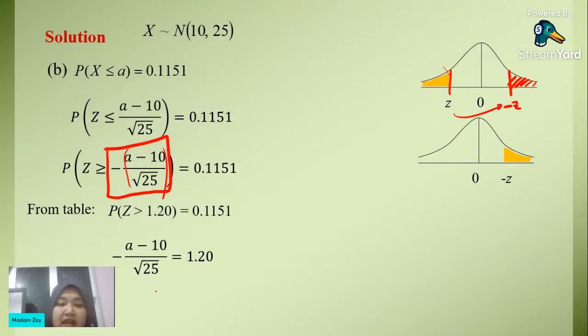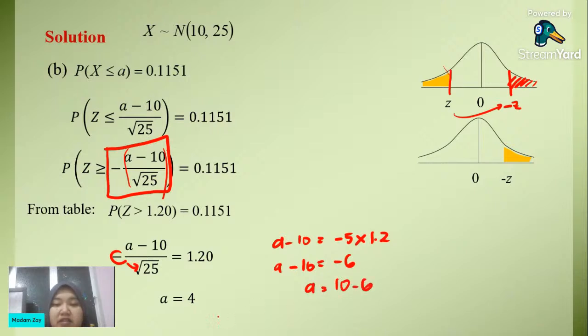1.20. So negative, we can bring it together with this square root of 25, so it will be negative 5 here. So 1.2 multiplied by negative 5 is negative 6. Okay, A minus 10 is equal to negative 5 multiplied by 1.2, which is equal to negative 6. So A minus 10 is equal to negative 6. So A is equal to 10 minus 6, which is equal to 4.